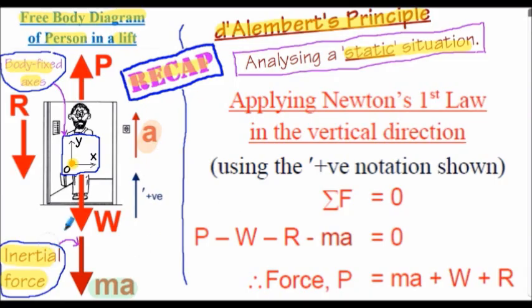We're using D'Alembert's principle. Again, we simply apply Newton's first law, but this time in the vertical direction, as that's the direction of our motion. So summation of all the forces equals to 0. Of course, in this case, there's an additional force applied to the body because of the vertical motion, and that's the weight force, W acting down. To our positive notation used, when we summate all the forces, we have P minus W minus R minus the inertial force is equal to 0.